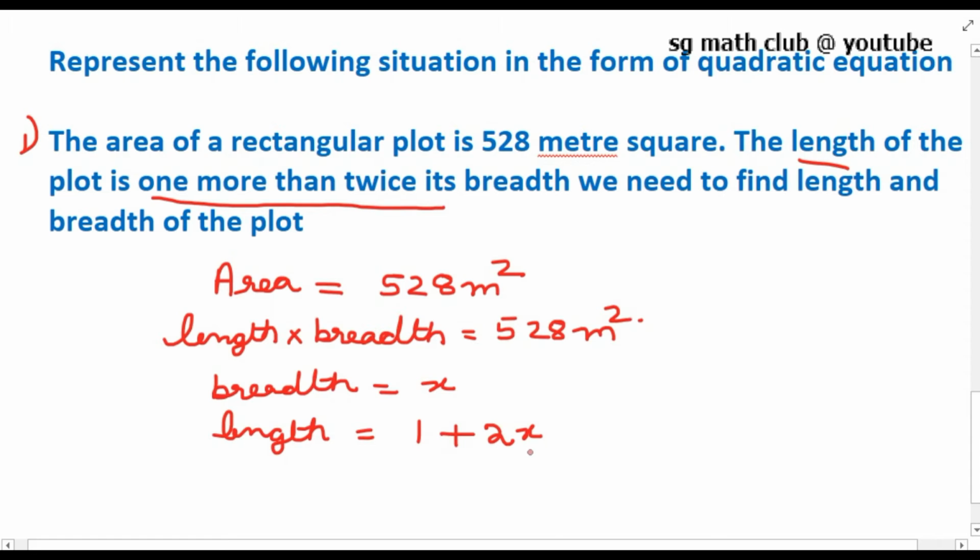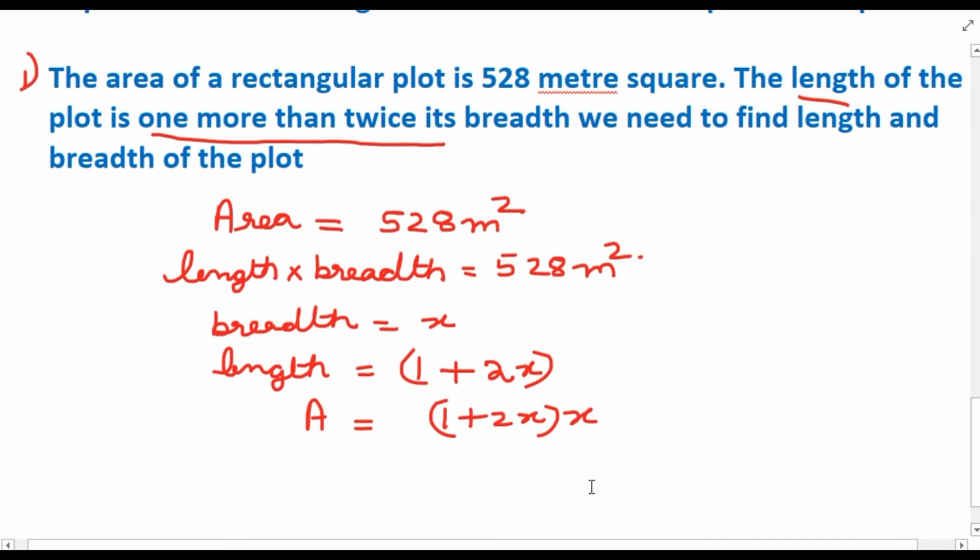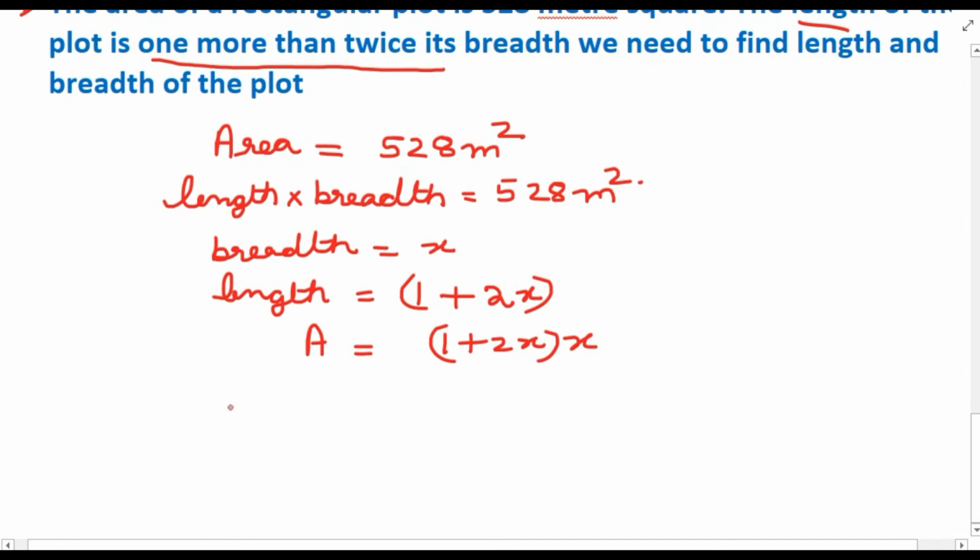Twice means 2 times breadth. So 1 plus 2x is the breadth. Now we will frame the equation. Area is length into breadth, that is 1 plus 2x into x is equal to 528 meters square. Or we can write x into 1 plus 2x equal to 528.